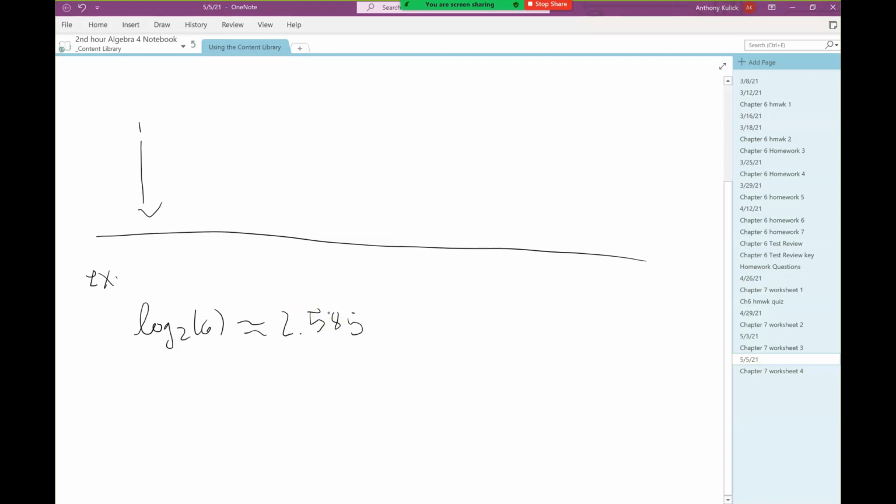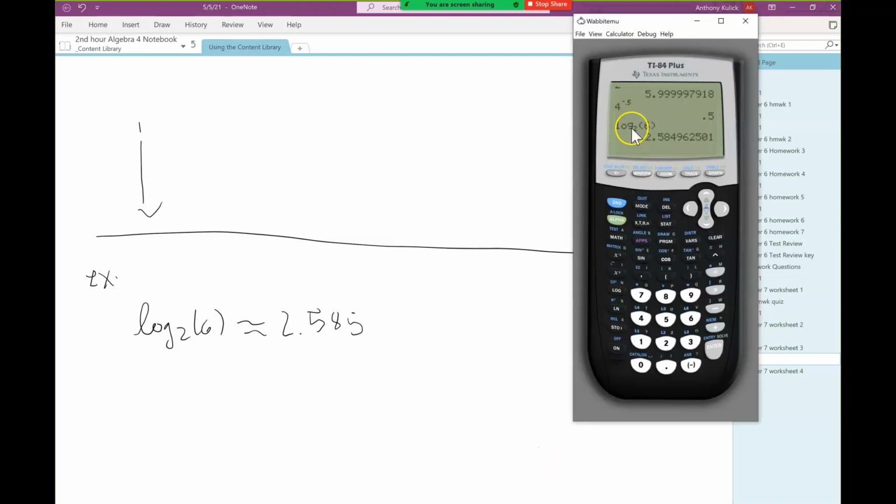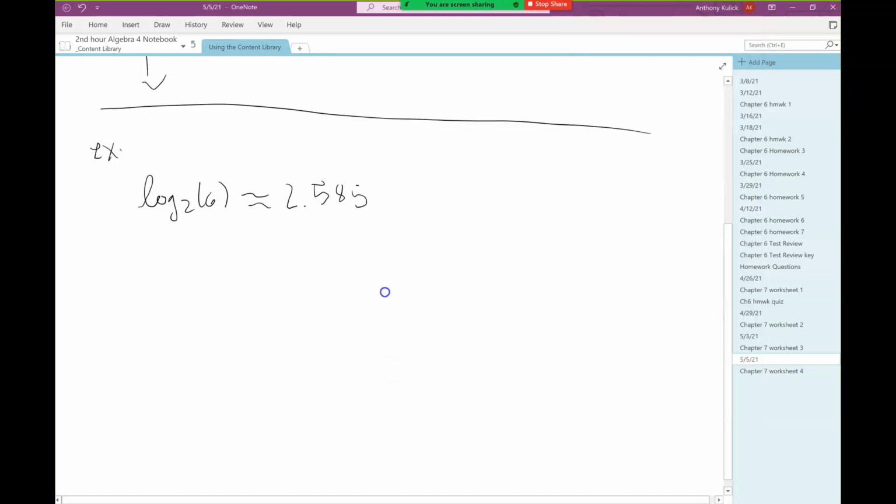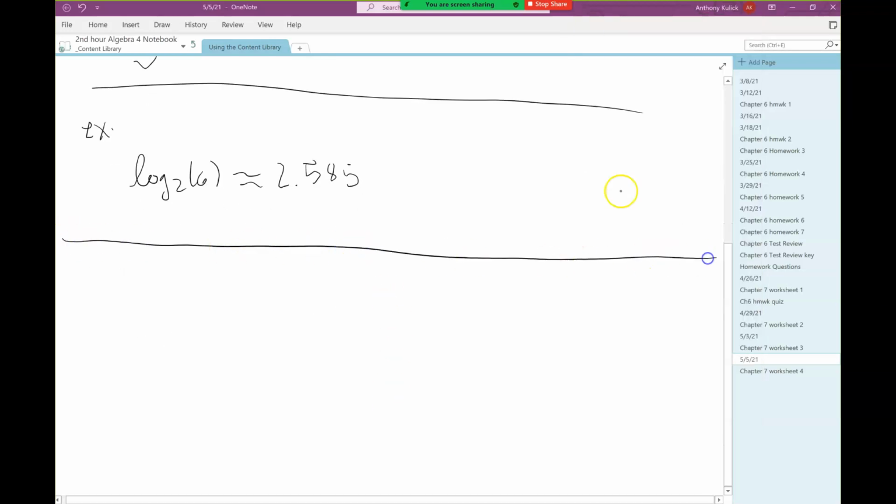Yes. Can you re-show how you did that on the calculator? So I press the math button, go down to the bottom to grab the log base command, and then just put the 2 and the 6. Press enter. It's pretty easy. So a couple facts about logarithms.